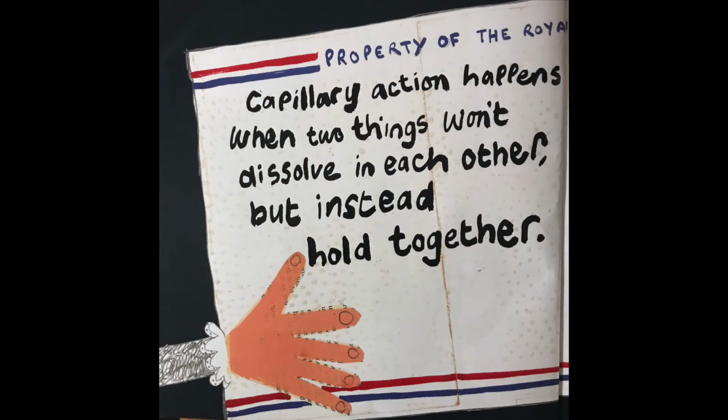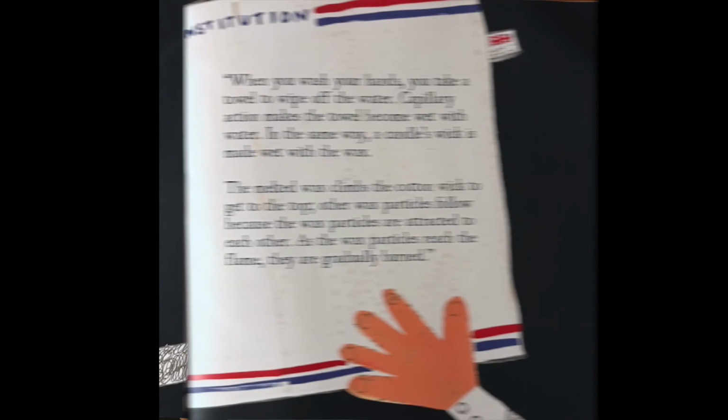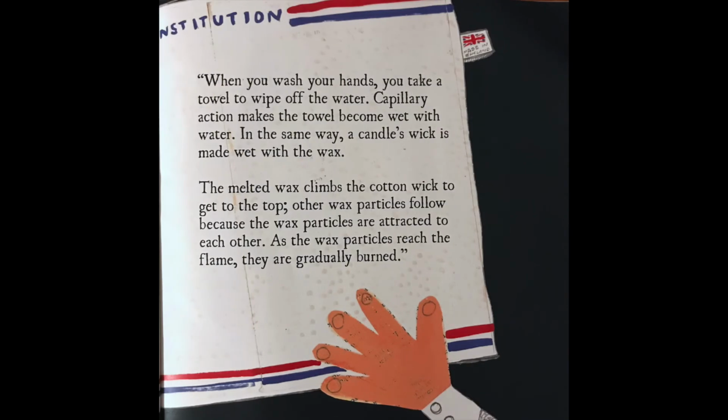Property of the Royal Institution. Capillary action happens when 2 things won't dissolve in each other, but instead hold together. When you wash your hands, you take a towel to wipe off the water. Capillary action makes the towel become wet with water. In the same way, a candle's wick is made wet with the wax. The melted wax climbs the cotton wick to get to the top. Other wax particles follow because the wax particles are attracted to each other. As the wax particles reach the flame, they are gradually burned.